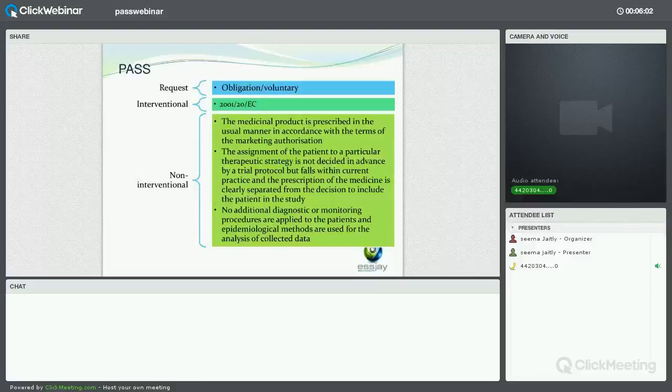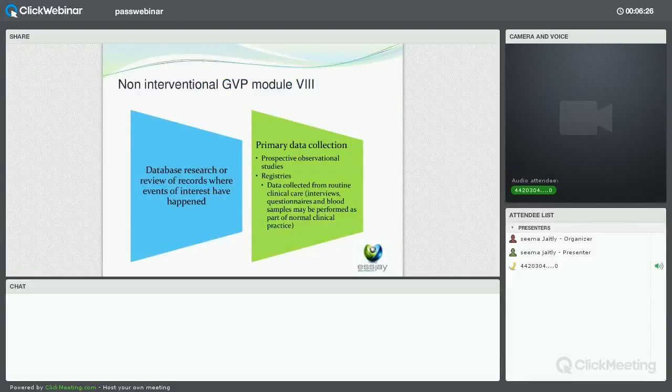They come to see you and you would treat them as you would per normal practice. And I know that when we first had the definition of non-interventional, there was a lot of discussion about whether, if you do additional blood samples, if you do an interview, this is considered non-interventional or not? And they have tried to provide a little bit more guidance with regards to this in Module 8.